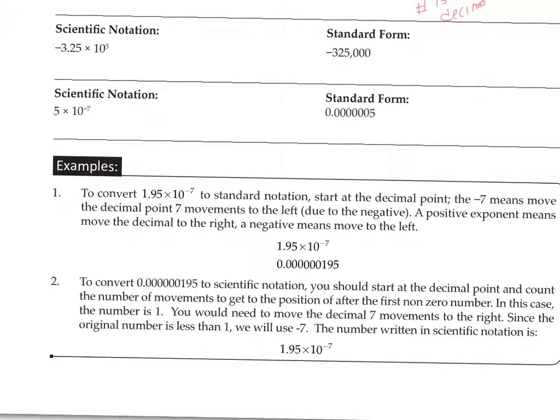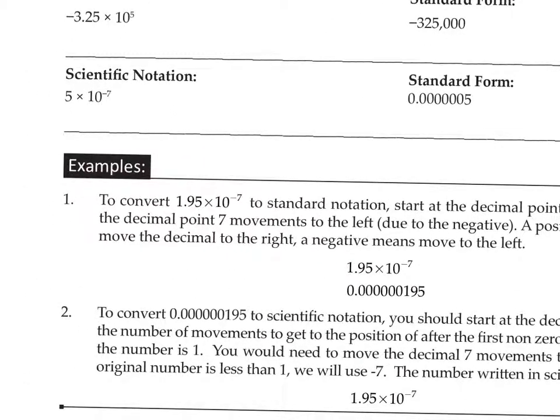There's some explanation down here about converting from scientific notation to standard notation. So let's just look at this a little bit here. To convert 1.95 times 10 to the negative 7 to standard notation, you start at the decimal point. The negative 7 exponent here means this is a small decimal number. So if you know that, then you know that to make this a small decimal number, we will have to move the decimal to the left. So I'll usually draw an arrow like that. And I'll start with 1.95, and my decimal right here, I'm going to move it 7 places. 1, 2, 3, 4, 5, 6, 7.